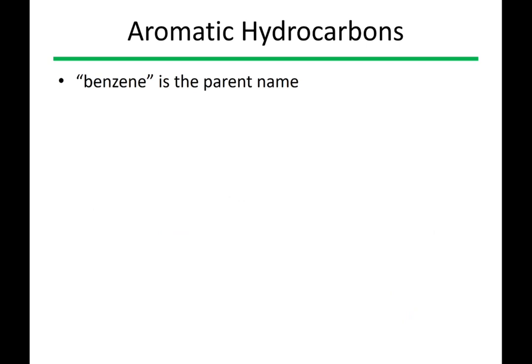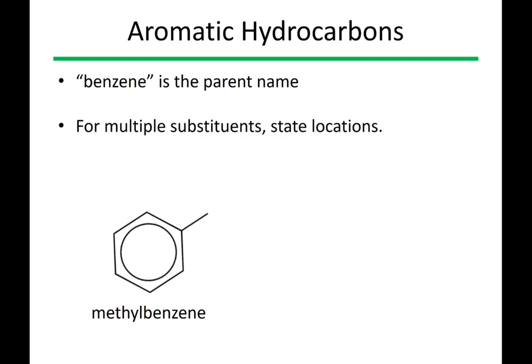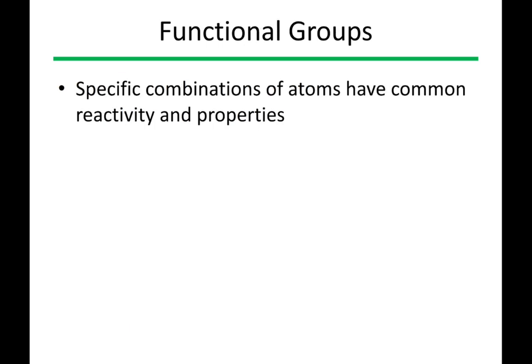When we're naming these, we're going to use benzene as the parent name. So in this case, we'd have benzene with a methyl substituent, so that's a methylbenzene. And if we have multiple substituents, then we'll state the location. As per usual, we will minimize the location numbers. So in this example, we have an ethyl group and a methyl group. Since ethyl comes first alphabetically, we'll start there with the numbering. We'll number that 1. And then the shortest way to the second group, 2, 3, we end up with 1-ethyl-3-methylbenzene.